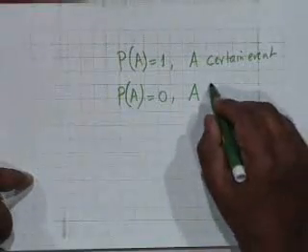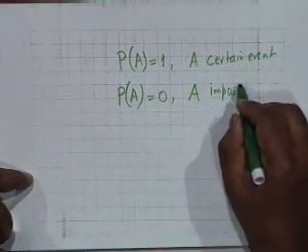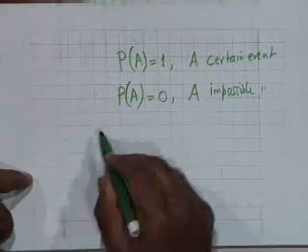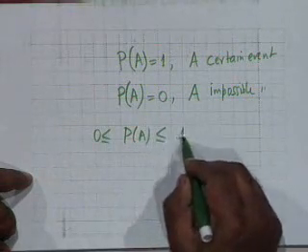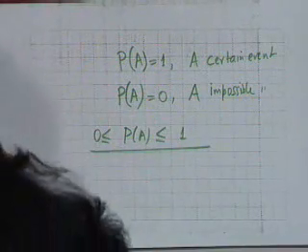On the other hand, there are some characters who never appear in the class, who never come to the class, and the probability that he comes is 0. If A is an impossible event, the probability is 0. What is the opposite of impossible event? Certain event. And the probability of any event shall lie between 0 and 1, all right.